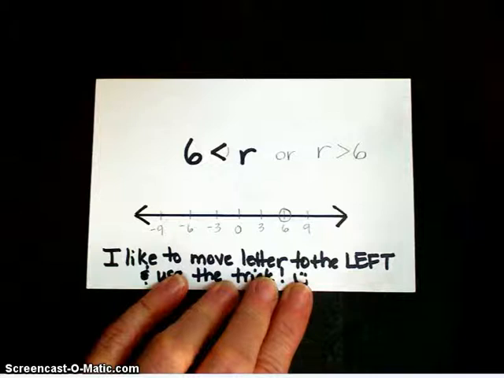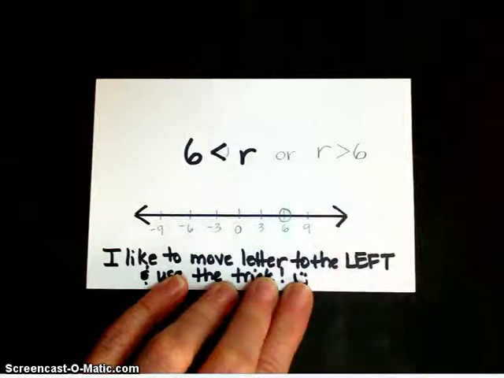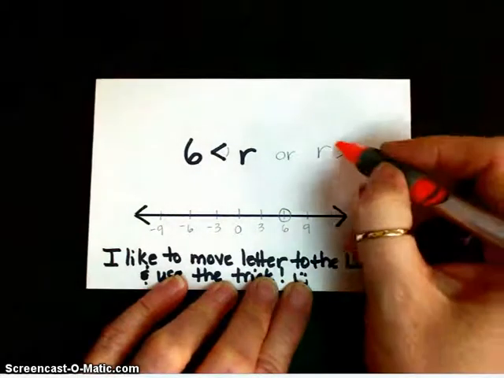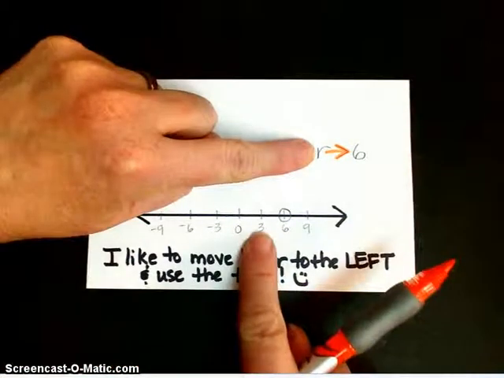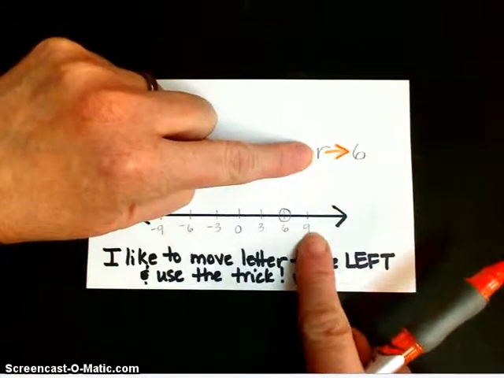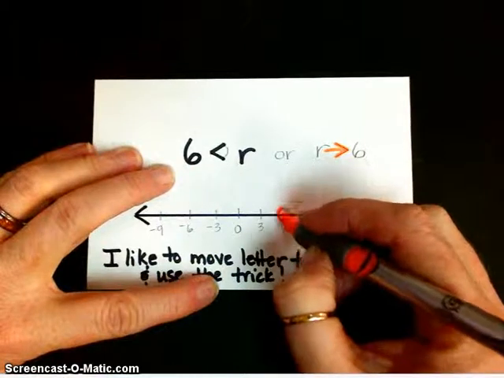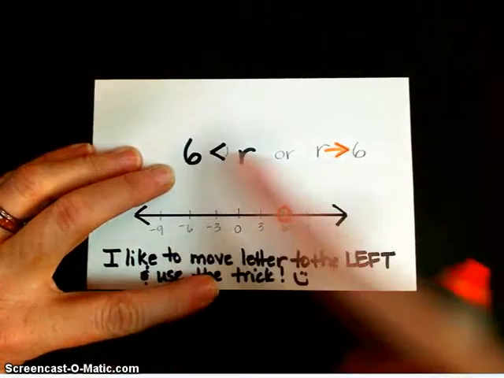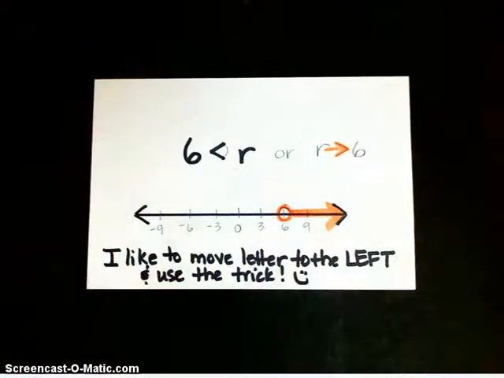Now let's use my trick. I can't use the trick on the original one because my letter's not to the left. But with my letter being to the left, this sign tells me, okay kids, my arrow is going to go to the right. But let's test it. Is 3 bigger than 6? Nope. Is 9 bigger than 6? Yep. So that's our clarification. And we have a plain donut hole because we do not have the equal component to our inequality.